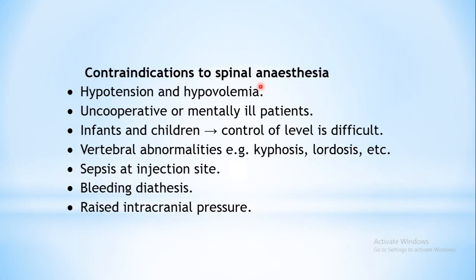Coming to the contraindications to spinal anesthesia, when it is not supposed to be preferred. In case of a person already suffering from hypotension, because we have seen it's one of the complications, or hypovolemia, if the fluid level is low, blood level is low, then spinal anesthesia is not supposed to be used. Uncooperative or mentally ill persons also you are not supposed to use. Then in case of infants and children also it is not supposed to be used.